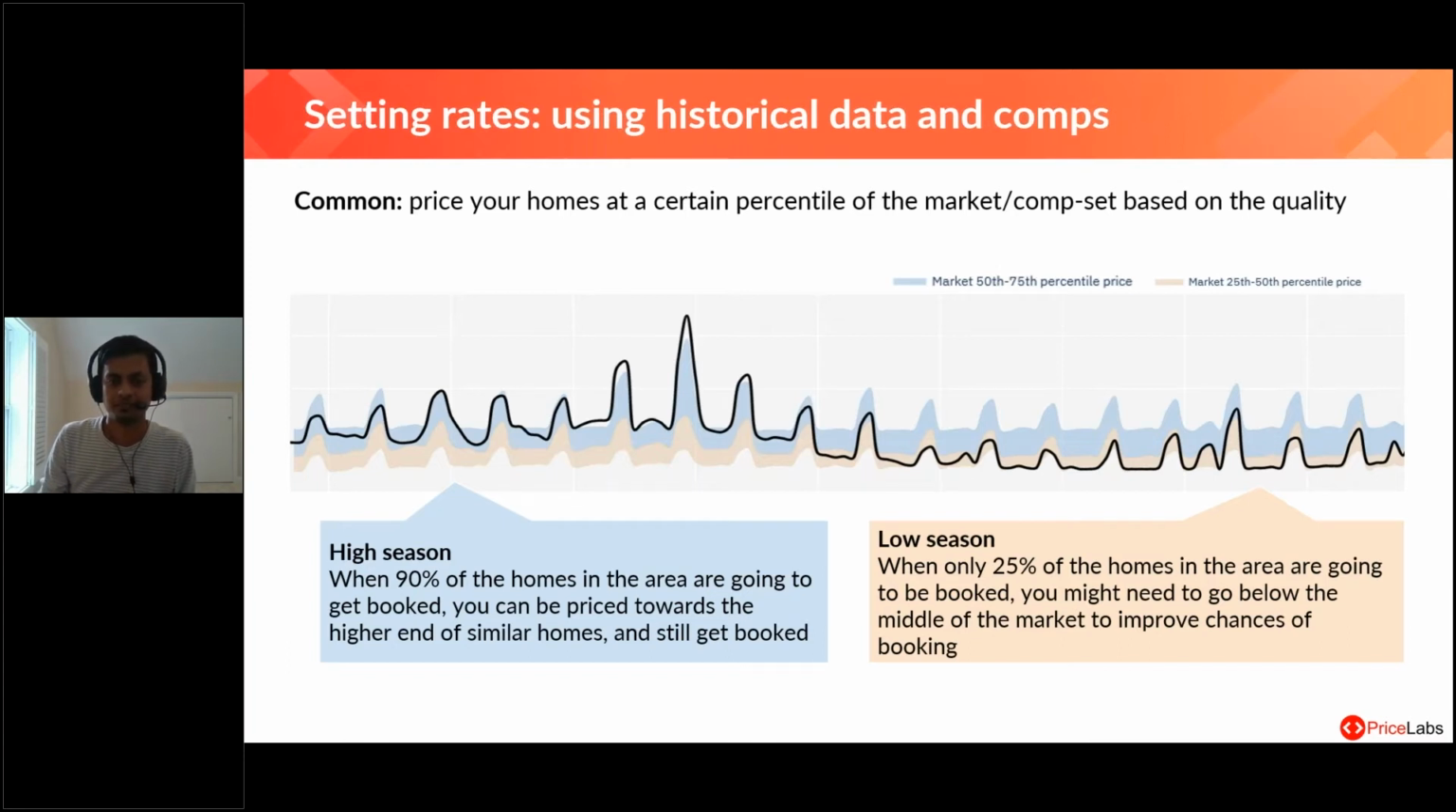But what I wanted to highlight is that just looking at the market comps and trying to be somewhere in between doesn't work. I mean, it of course works, but what works better is to identify what dates are going to be very, very well booked. So like peak holidays, you can be even higher than the 75th percentile of the market as an average property and still expect to get booked.